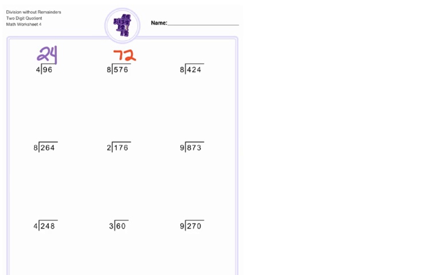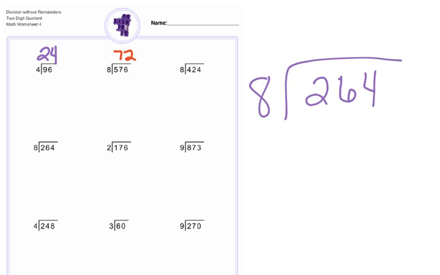We're going to move down to number 4, and we have 264 divided by 8. And we know that 8 can't go into 2 because it's bigger than 2, but 8 can go into 26, excuse me. And 8 times 3 is equal to 24. And 26 minus 24 is equal to 2. And we know that 2 is less than 8, so we're good.